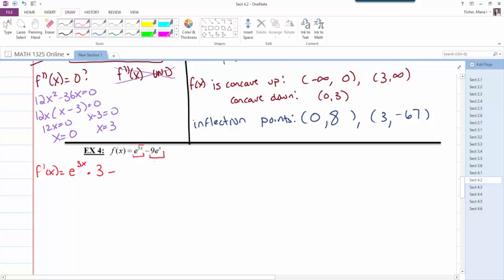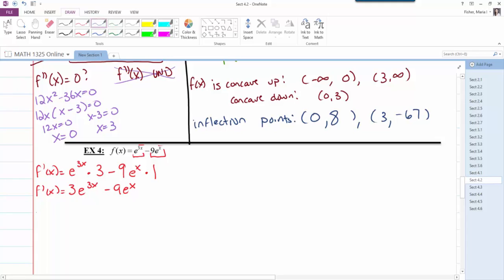Minus the derivative of 9e to the x. Well, 9 is a constant multiplier, so it multiplies along. And the derivative of e to the x is e to the x times the derivative of x. Well, the derivative of x is 1. So if I rewrite this, f prime of x is equal to 3e to the 3x minus 9e to the x. Then let's find the second derivative.